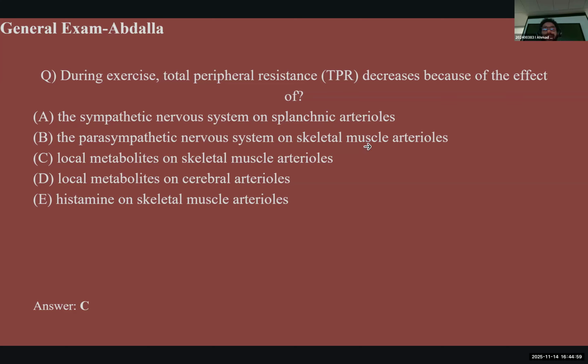Parasympathetic nervous system on skeletal muscle arterioles, for instance, this might throw you off. When I say parasympathetic is relaxation, why not? We don't have parasympathetic acting on skeletal muscle. Then local metabolites on cerebral arterioles. Remember, we mentioned the brain is tightly regulated, but there isn't that much change in resistance when it comes to the brain. Then histamine. Histamine has to do with immunity and inflammation, nothing to do with skeletal muscle.